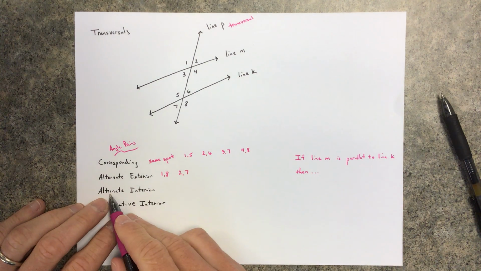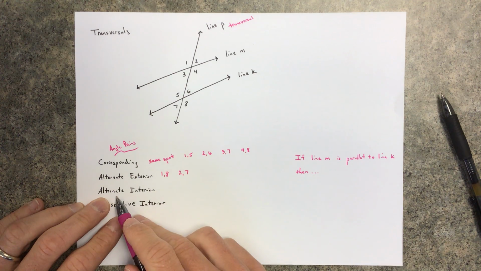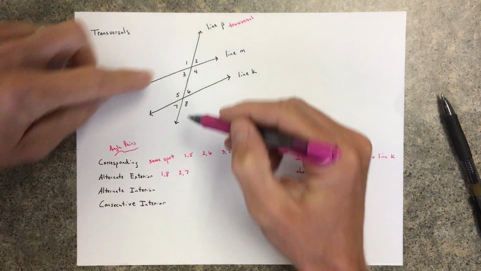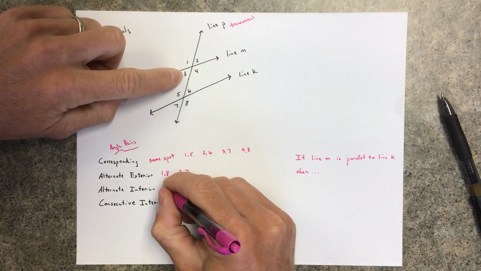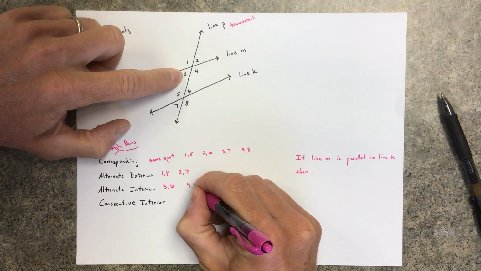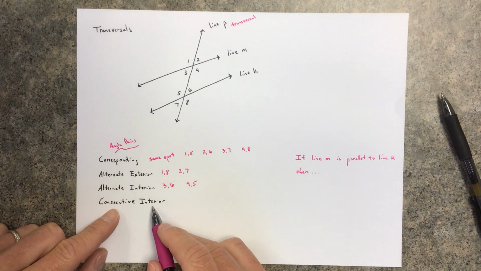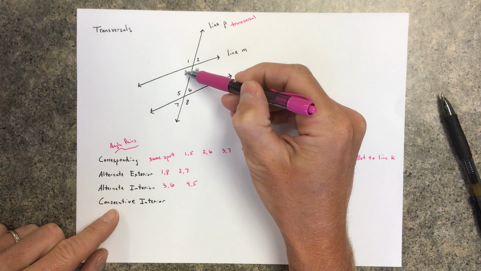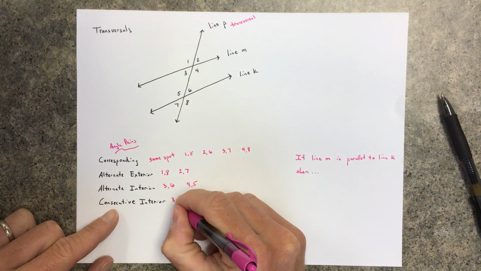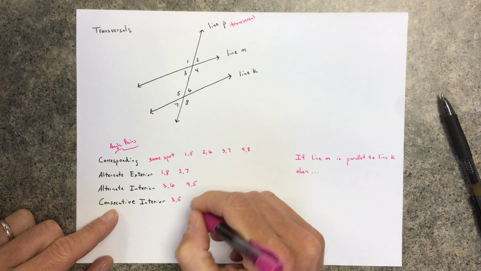Alternate interior, well, if you understand alternate exterior, then alternate interior would be alternate sides of the transversal and then inside. So 3 and 6 are alternate interior, and then 4 and 5. Consecutive interior would be consecutive here. These 2 are consecutive, 3 and 5. They're on the same side and they're interior, and then 4 and 6.